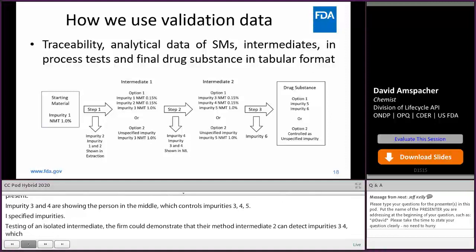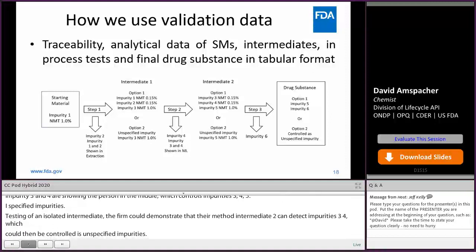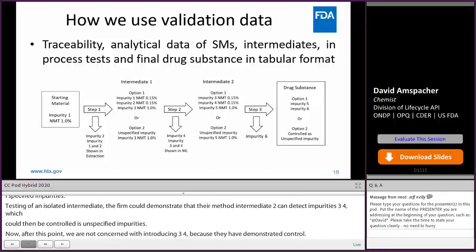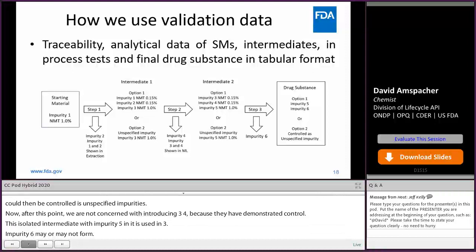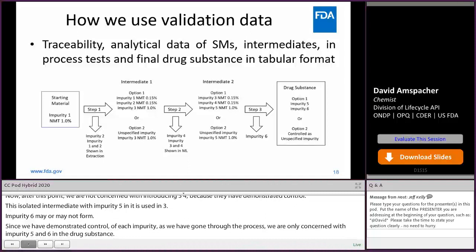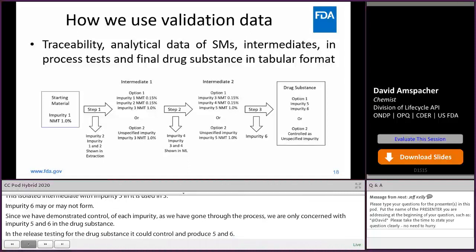This isolated intermediate with impurity 5 in it is used in step 3, where impurity 6 may or may not form. Since we've demonstrated control of each impurity as we've gone through the process, we are only concerned with impurities 5 and 6 in the drug substance. In the release testing for the drug substance, the firm could control impurities 5 or 6 as specified impurities, or the firm could demonstrate that their drug substance related substances method can detect impurities 5 and 6, which could then be controlled as unspecified impurities.